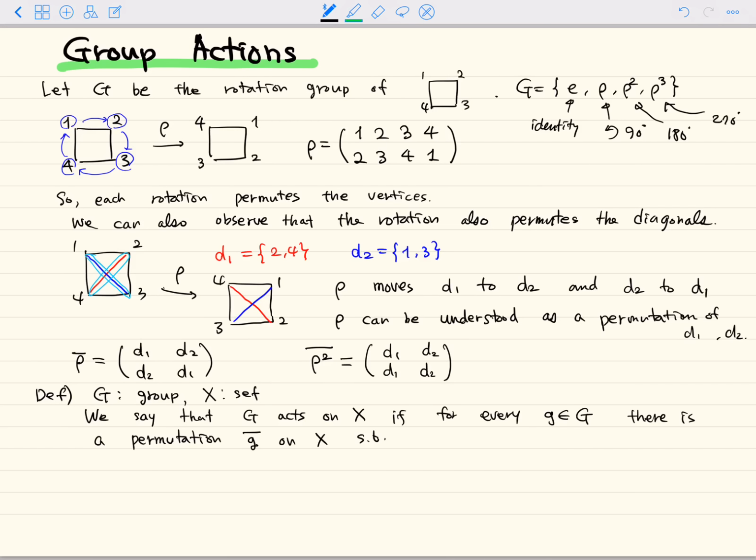So for any two elements g, h in G, we can consider their operation, the product gh, which is also a group element because it's a group. We consider the corresponding permutation, and this will be the same as the composition of the two permutations obtained from each group element. We want to have this condition. This is a definition. Okay.